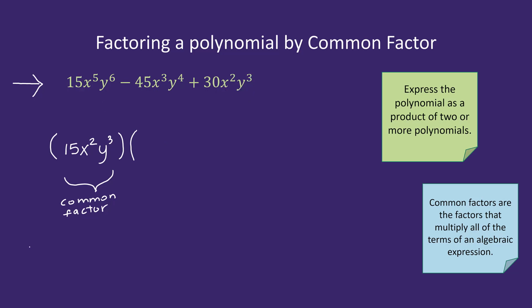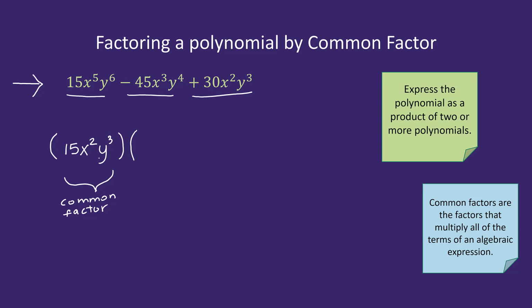In order to find the second product of the multiplication, what we can do is ask ourselves, what do I have to multiply the common factor by in order to get each term of our polynomial? So we're going to start with the first one. 15 times what gives us 15? 1. So right now we won't write coefficient 1.